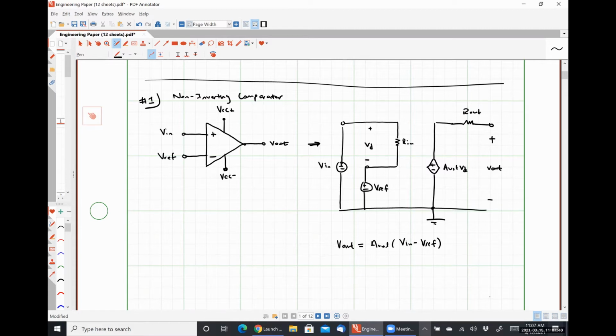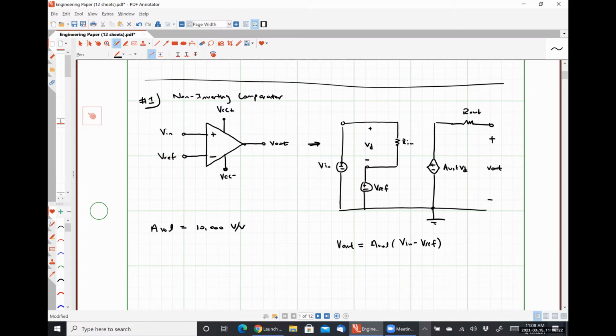So for instance, let's say that we have AVOL is 10,000 volts per volt. The value of Rin and the value of Rout don't particularly matter in this case. Rout doesn't matter because no current is flowing through it, so there's not going to be a voltage drop over it. Rin doesn't matter because this is a DC voltage and this is a defined voltage, so the difference between them is just going to be Vin minus Vref, so we really don't care about the amount of current flowing through the input path either.